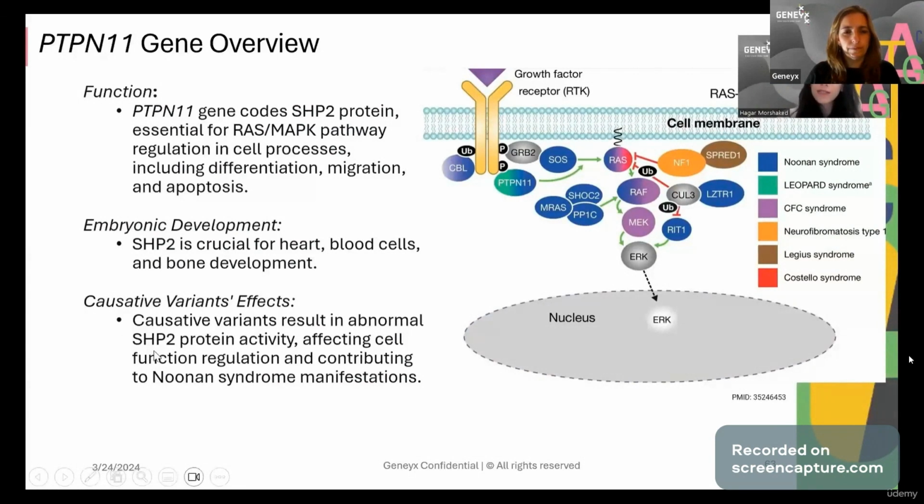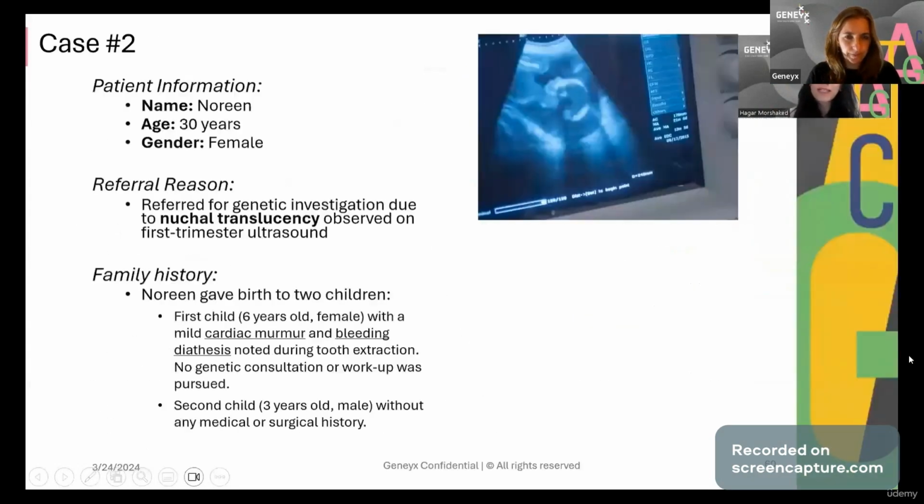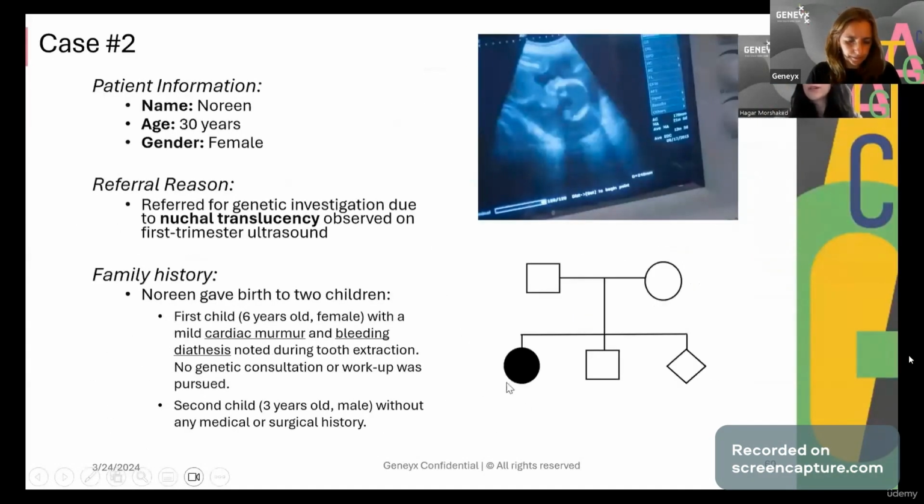So pathogenic variants in SHP2 affect cell function and regulation, contributing to Noonan syndrome manifestations, as we saw. Specifically for this family, if we go back and think of the genetic counseling, we expect an additional recurrence rate of 50% for every offspring.